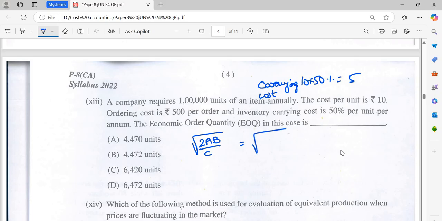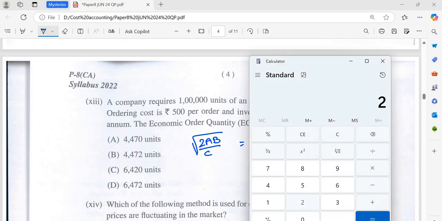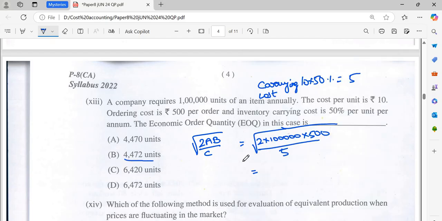So root of 2 into annual demand, here it is 1 lakh, ordering cost is 500, divided by carrying cost, 5 rupees. So 2 into 1 lakh into 500 divided by 5. The square root will be 4472 units. So option B is the right answer. Move on to the 14th question.